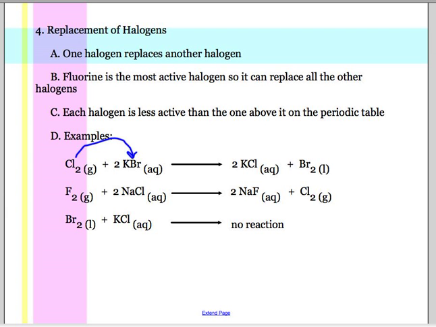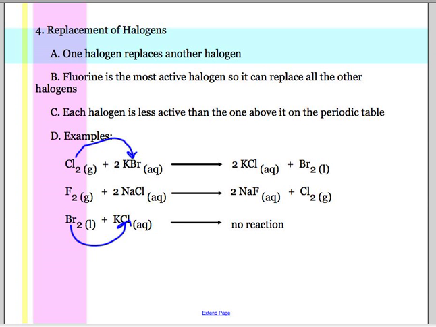And if you look at the bottom here, here's one where bromine is trying to kick out chlorine. And again, bromine's a nonmetal. It's trying to kick out the nonmetal. But in this case, when you check the activity series, it's not allowed. It's like a no-no. So what happens is exactly this, no reaction.